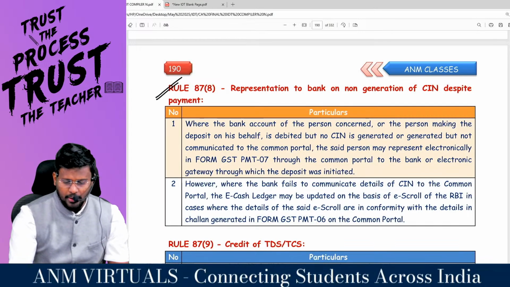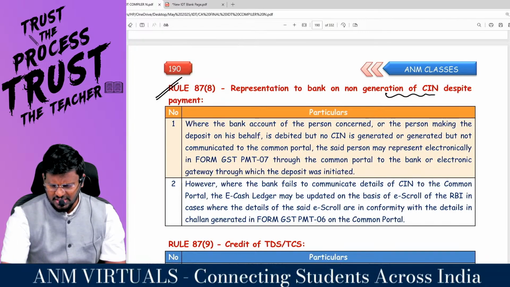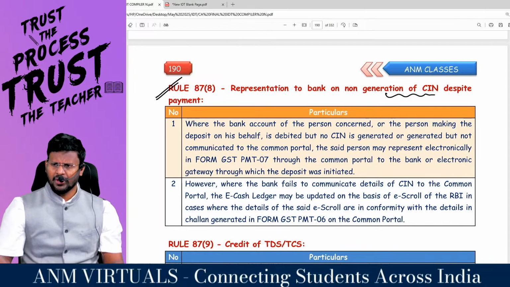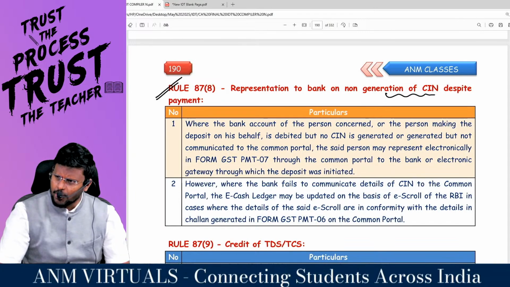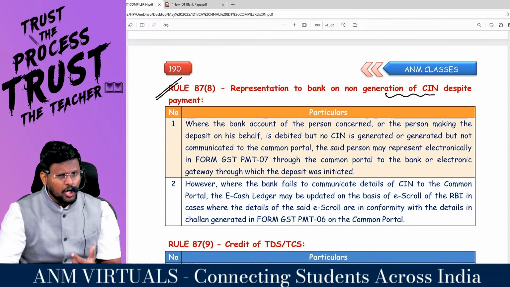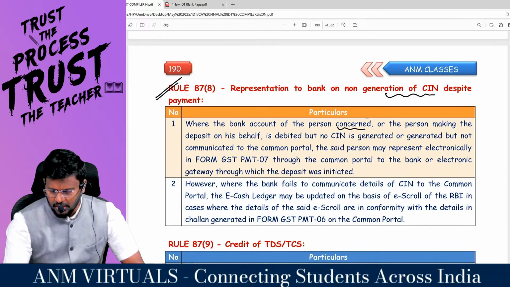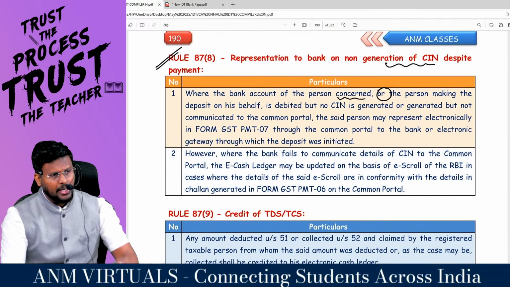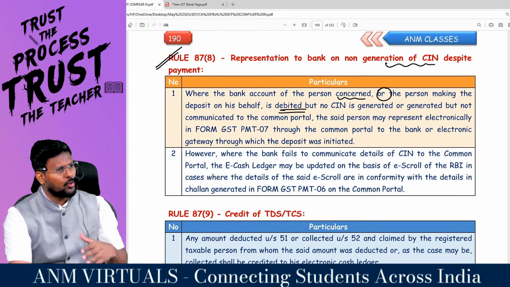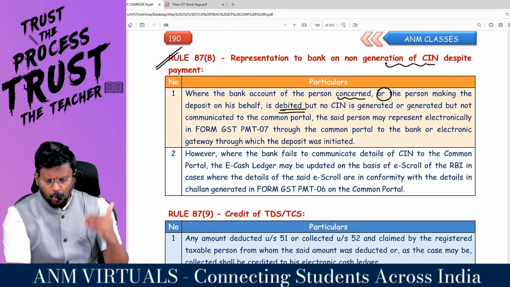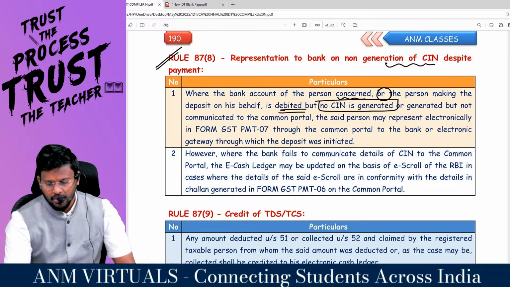Now rule 87 sub rule 8. Representation to the bank on non-generation of SIN despite payment. This is a banking error. Sir, from my account the balance has been reduced, but SIN has not been generated. Where the bank account of the person concerned, or the person making the deposit on his behalf, is debited. Sir, from my bank the amount has been debited, but no SIN is generated.